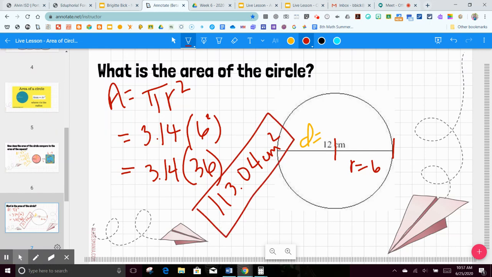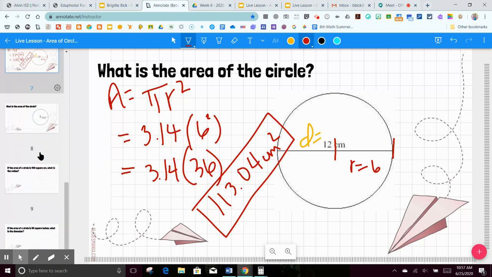So it's all really about plugging it into the formula and then applying basically GEMDAS to solve, knowing that your exponent needs to be before you multiply. But it's formula after formula after formula after formula.